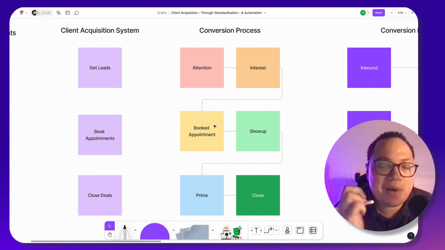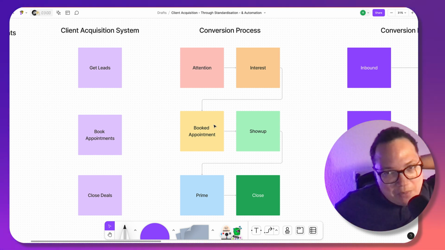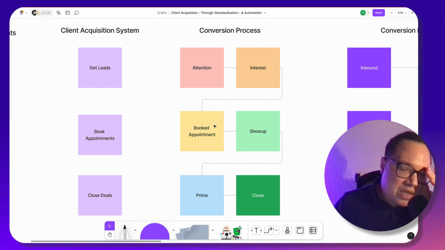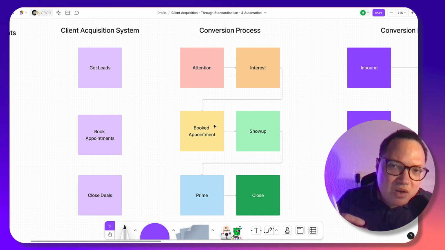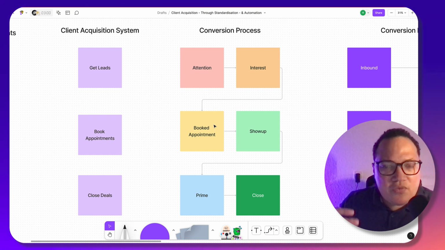Well, you'll start by priming or pre-framing them. You'll start by taking them through a process. All right, what does priming somebody mean in a sales process? It means that you're going to take them through a stage of self-awareness.